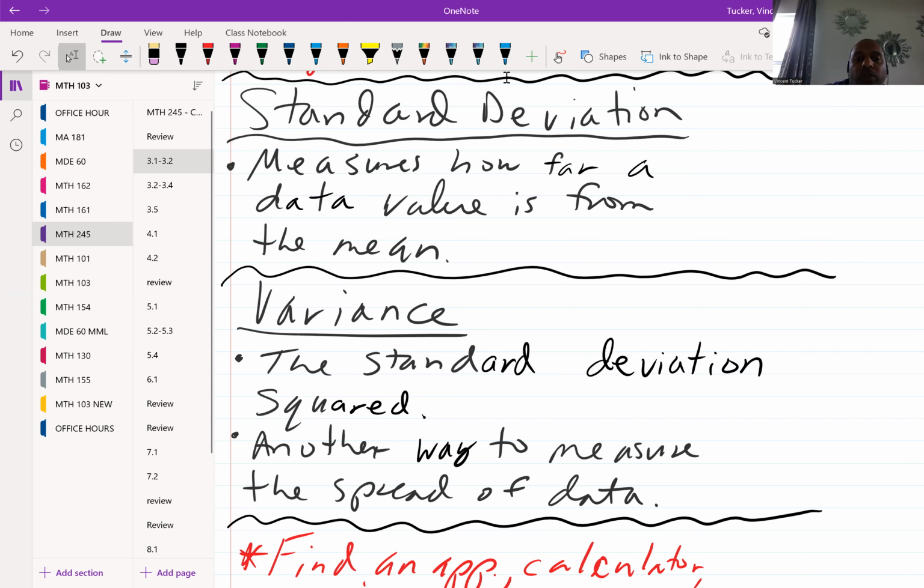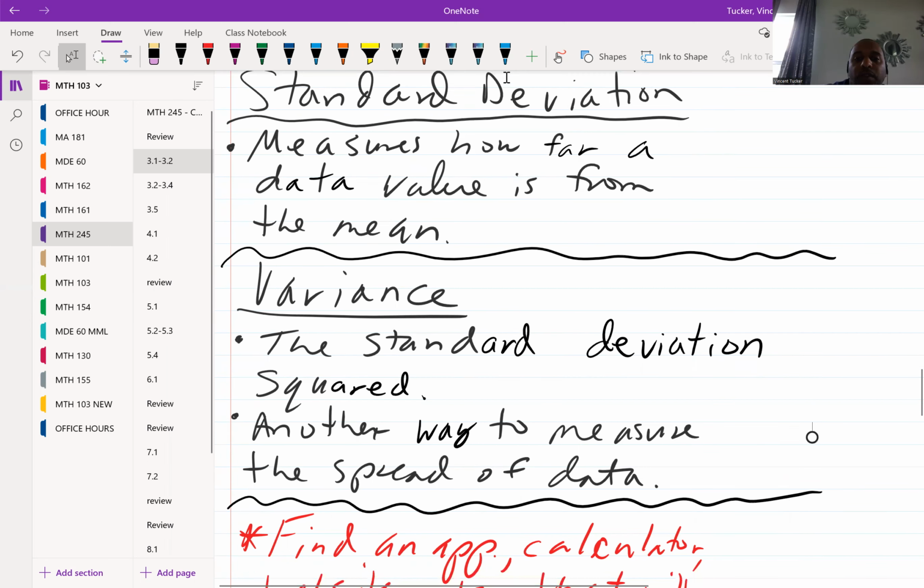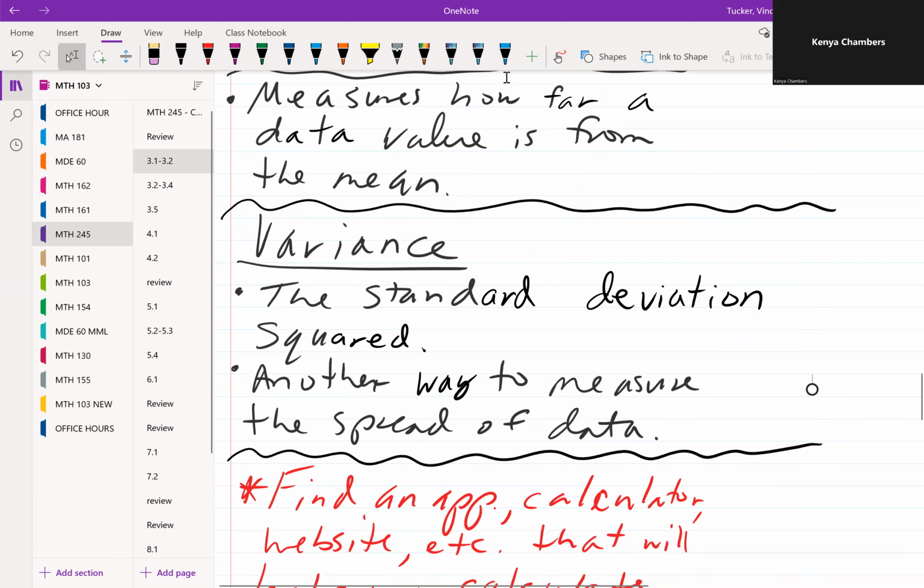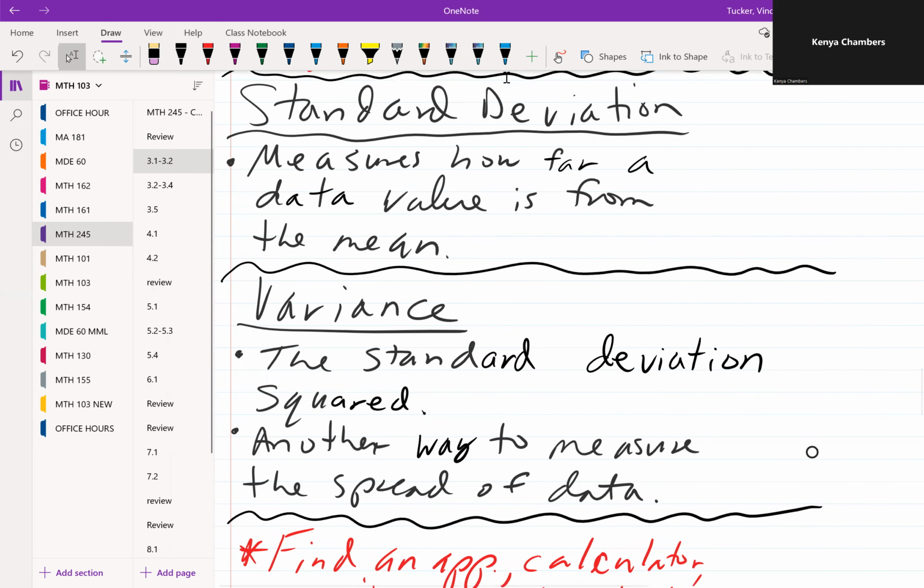All right. Anybody who knows standard deviation? Yes. Yes. Okay. Not a problem.